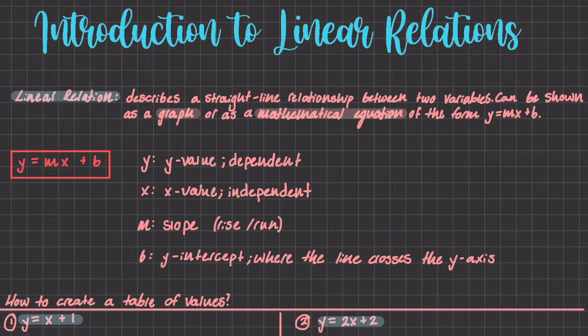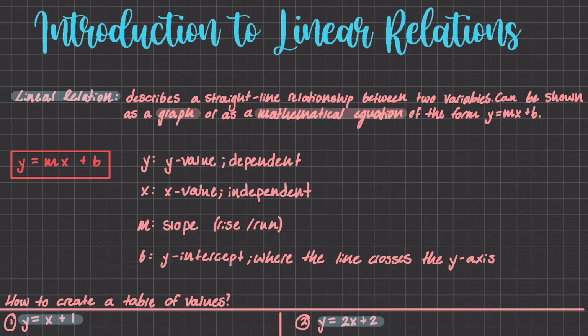So today I'm going to be giving an introduction to linear relationships. A linear relationship describes a straight line relationship between two variables. This can be shown as either a graph or a mathematical equation of the form y is equal to mx plus b.